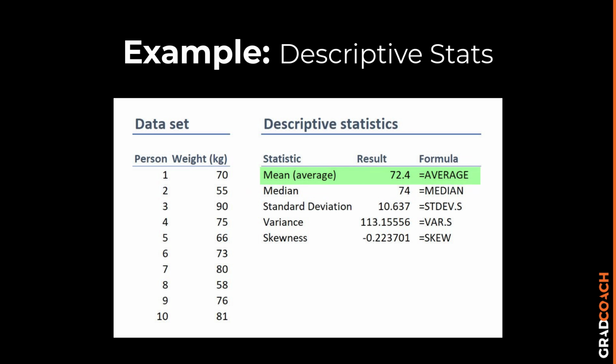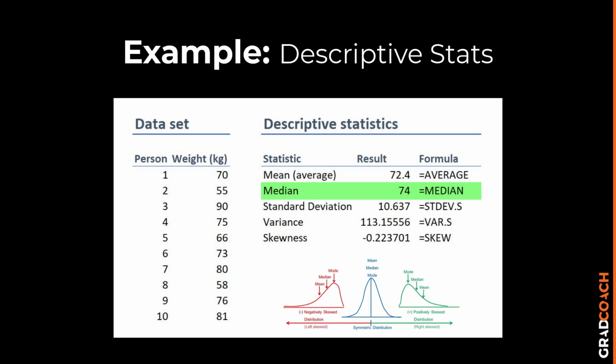First, we can see that the mean weight is 72.4 kilograms. In other words, the average weight across the sample is 72.4 kilograms. Pretty straightforward. Next, we can see that the median is very similar to the mean, the average. This suggests that this data set has a reasonably symmetrical distribution.